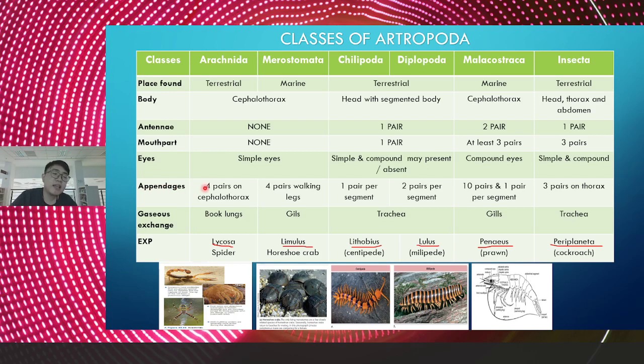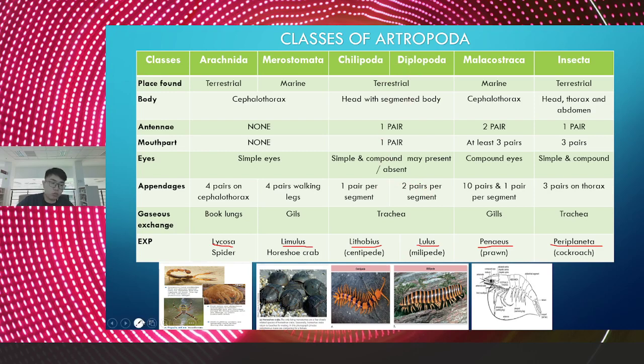And for the appendage, kaki mereka for Arachnida will have 4 pairs of cephalothorax. So that is why spider is not considered as insect, because insect only have 3 pairs of legs, 3 pairs of appendage, but Arachnida actually have 4 pairs. Okay, and for the Merostomata have 4 pairs of walking legs. Chilopoda and Diplopoda have many legs. Actually, it has many legs, but it is 1 pair per segment and 2 pairs per segment. Inilah general main difference between Chilopoda and Diplopoda.